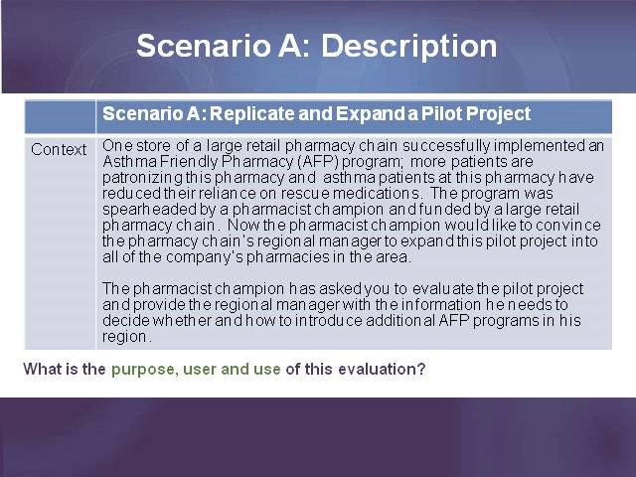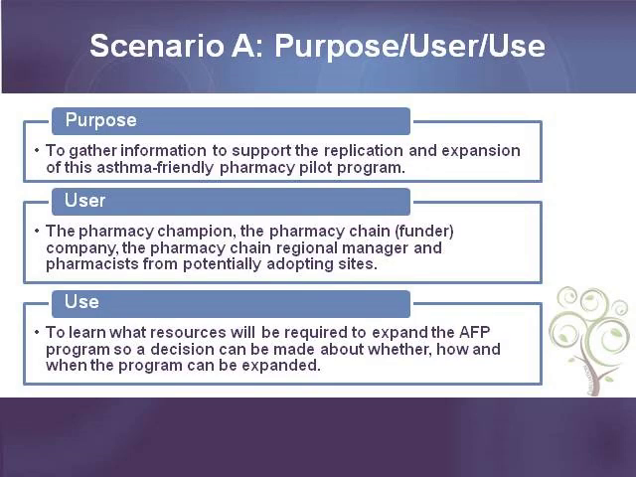So how would we begin to design this evaluation? Well, the title of this module is Purpose, User, Use, and how it frames choices. So of course the first step is going to be to look at the purpose, user, and use embedded in this evaluation scenario. What's the purpose of this evaluation? Why are we doing it? To gather information to support the replication and expansion of an asthma-friendly pharmacy pilot program to additional sites in the region. Who's going to use this information?